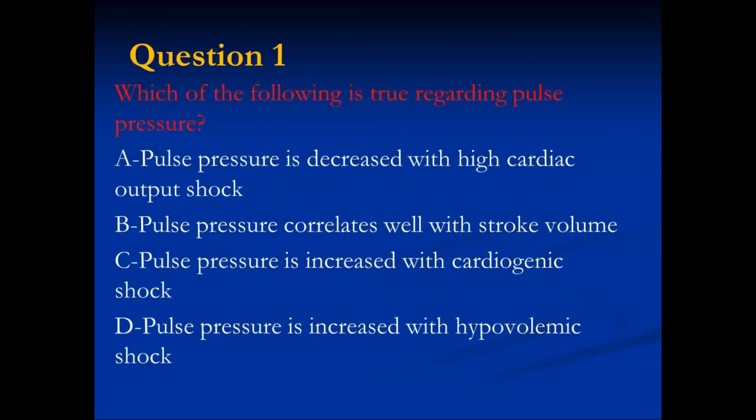Okay. We're going to start with a question. Which of the following is true regarding pulse pressure? Number one, pulse pressure is decreased with high cardiac output. Number two, pulse pressure correlates with stroke volume. Number three, pulse pressure is increased with cardiogenic shock. Or number four, pulse pressure is increased with hypovolemic shock.